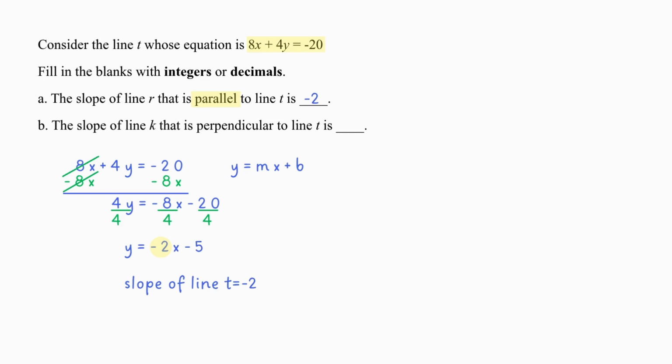Step 3. Solve Part B for the perpendicular line K. Perpendicular lines have opposite reciprocal slopes. This means you flip the fraction upside down and change the sign. Take the original slope, negative 2 or negative 2 over 1, and flip it upside down to get negative 1 over 2. Change the negative sign to a positive sign to get 1 over 2. The question asks for integers or decimals. The fraction 1 over 2 is 0.5 as a decimal.